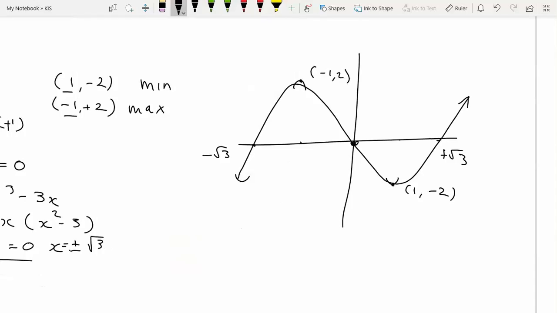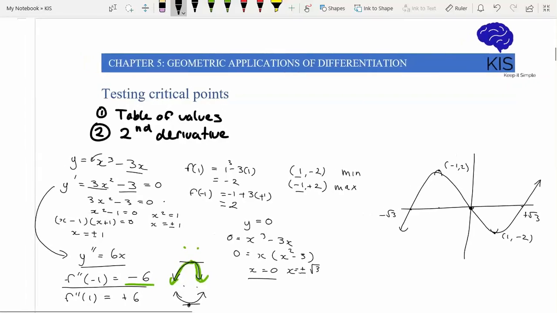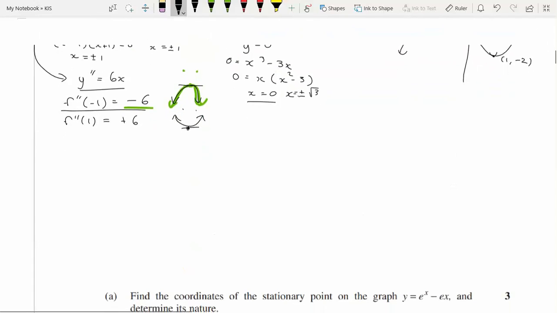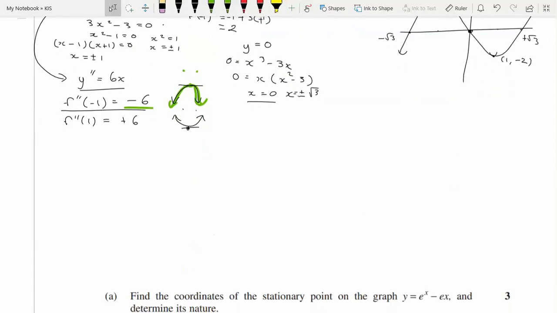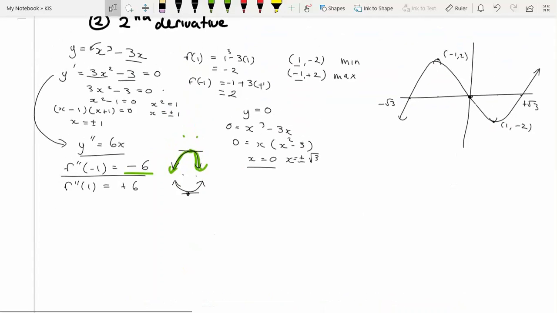Okay, so that's how you do the maximum and minimum turning points, how to establish which one they are using the second derivative. What we're going to do now is have a look at doing it via the table of values, because table of values is really good to know, especially for some of the harder questions, right? Harder questions can be very difficult to find the second derivative for. So in that case, you would want to use a table of values.